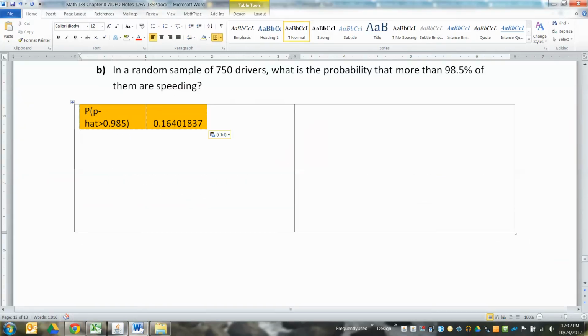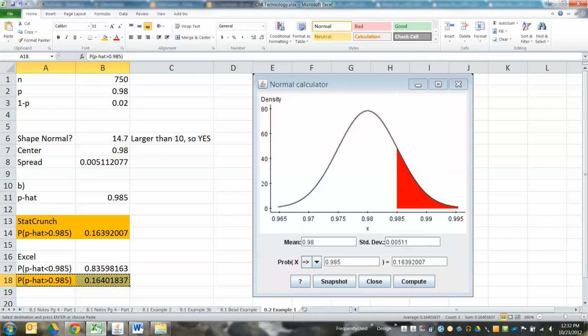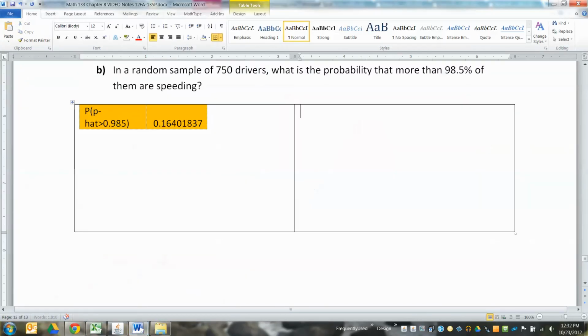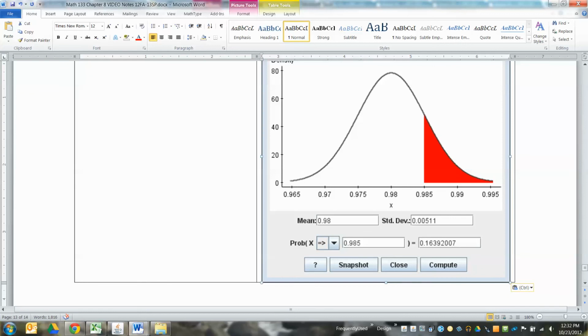And then I'm going to paste in that lovely picture we have from StatCrunch. I don't really need the calculator part, I just need that picture because that's the shape of what's happening for this problem.